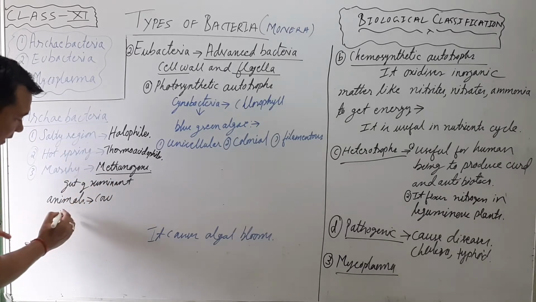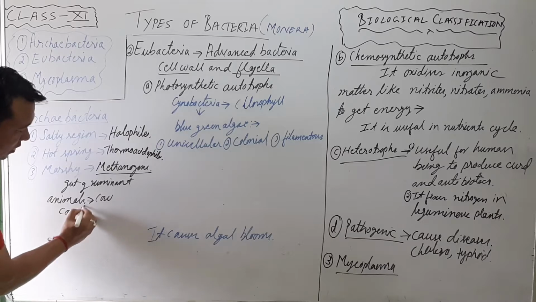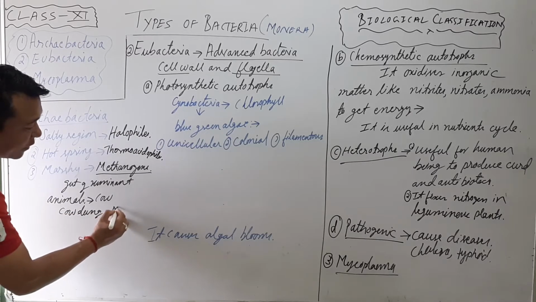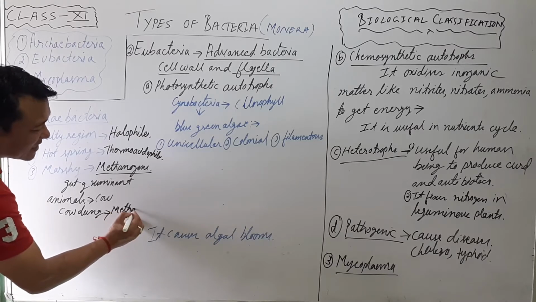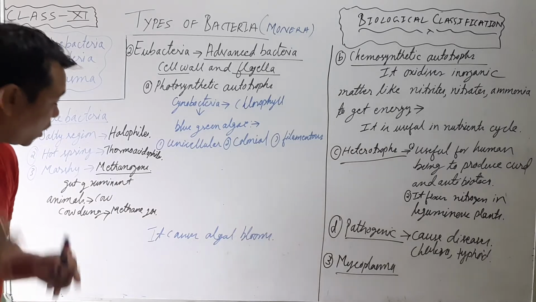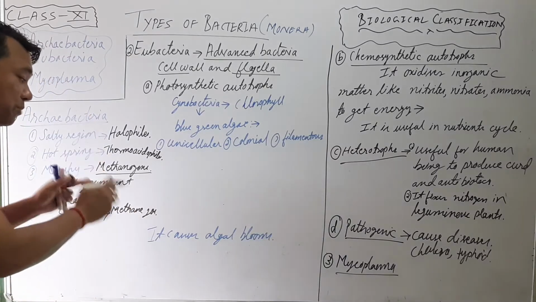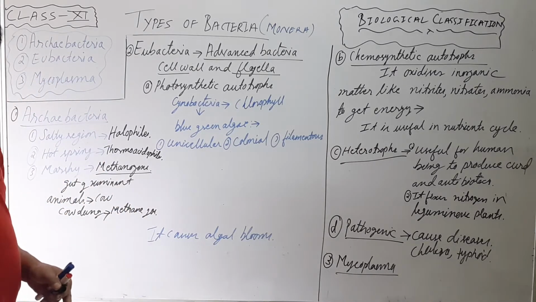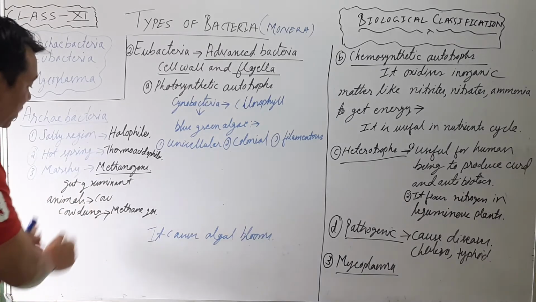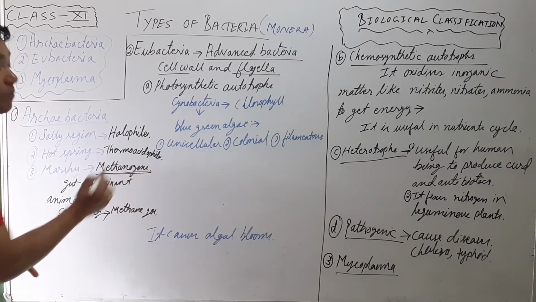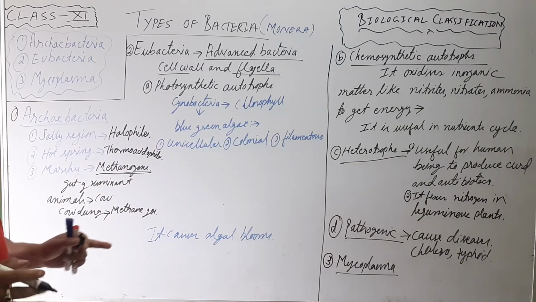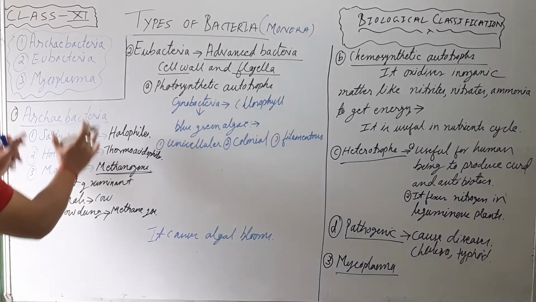That's why cow dung is used to produce methane gas. Is that clear? So cow dung is used to produce methane gas in biogas projects. Why? Because cow dung contains a bacteria named methanogens which helps to produce methane gas. Right or not? Okay. This is about the Archaebacteria.